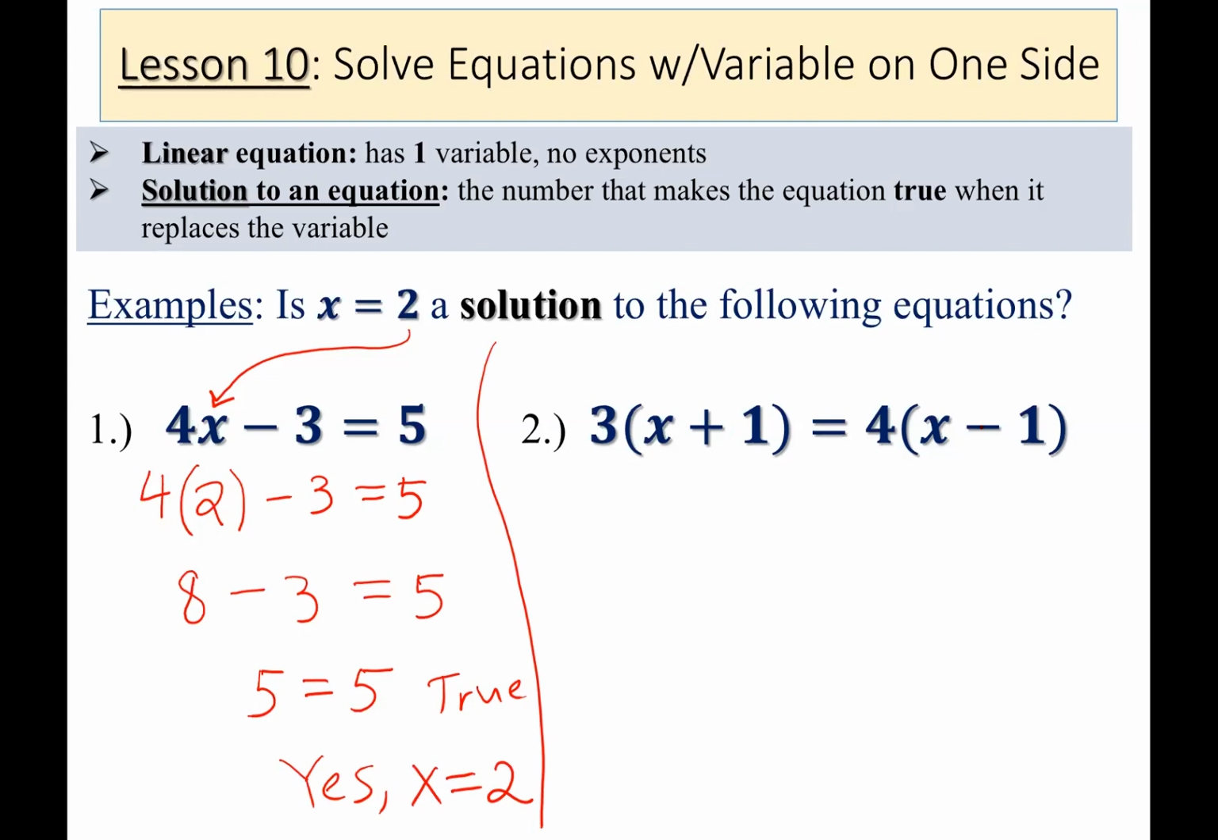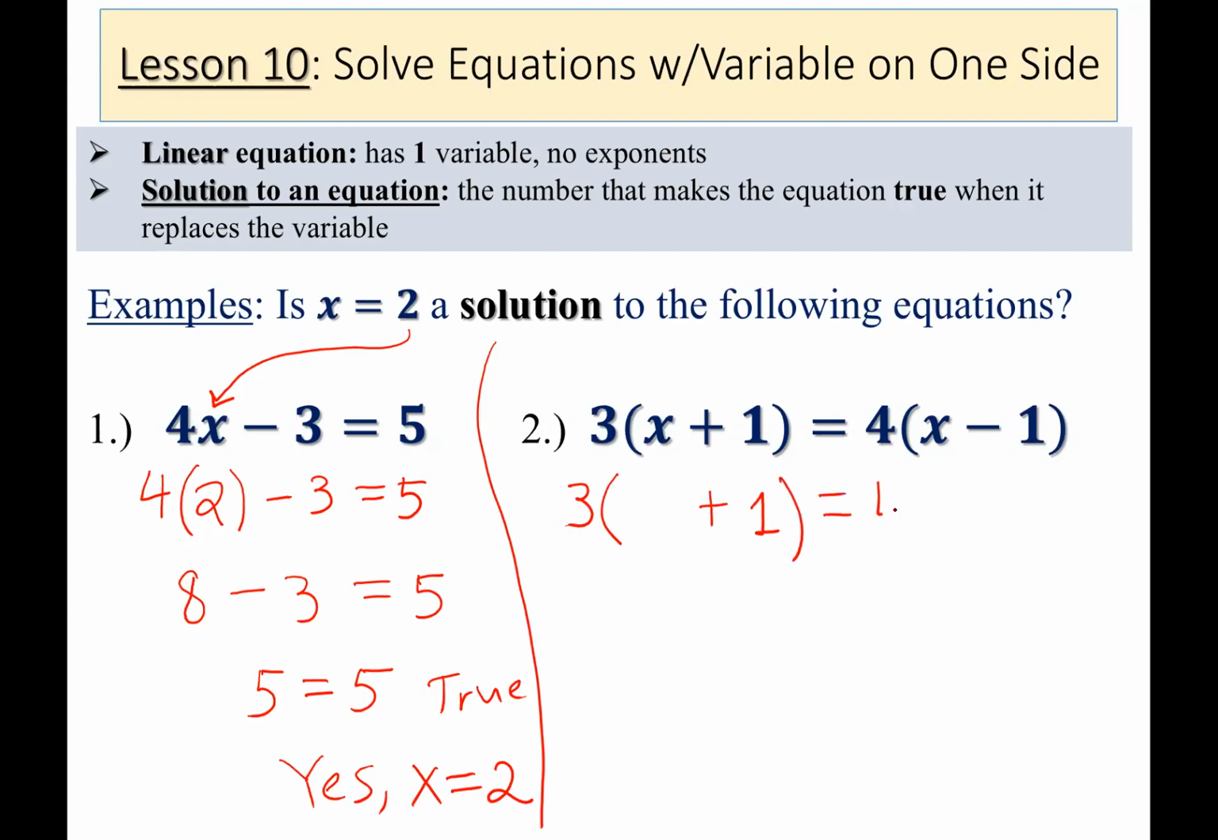So here's our second equation. Now this one's a little bit harder than the ones we'll be solving today, but we're still going to check in this equation. The equation is 3 parentheses x plus 1 equals 4 parentheses x minus 1. Once again, we're not solving right now. Our goal is to check, is x equals 2 a solution to the following equation? So I'm going to rewrite the equation exactly as it's written right above, only wherever I get to x, I will replace x with 2.